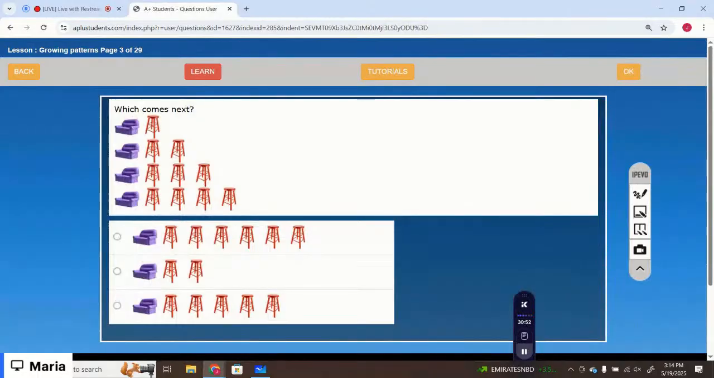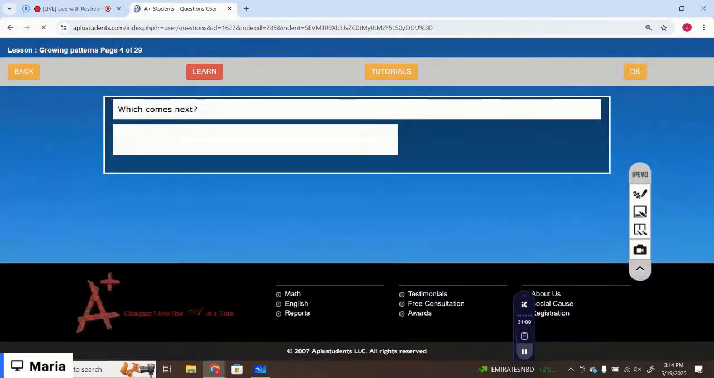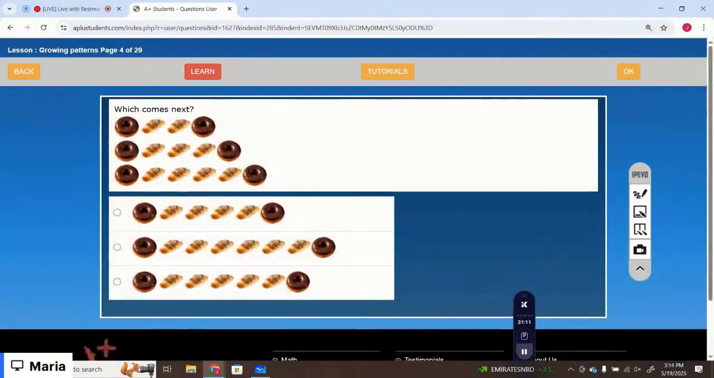Which comes next? Which is the correct option? A sofa and a stool, then another sofa, two stools, another sofa, three stools. So that means stools are increasing by one every time, so option number three is the correct option. Which comes next? Which is the correct option?